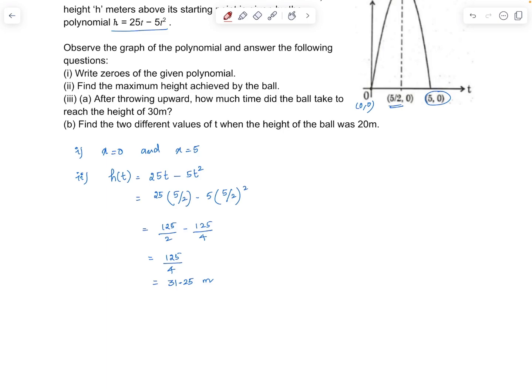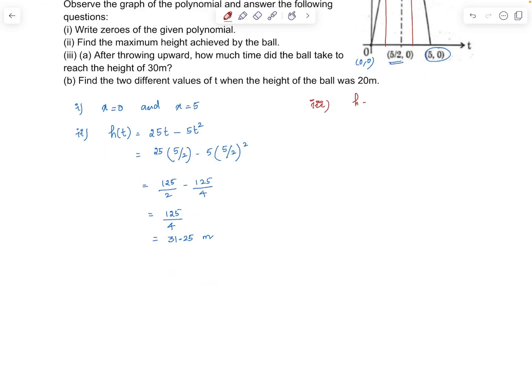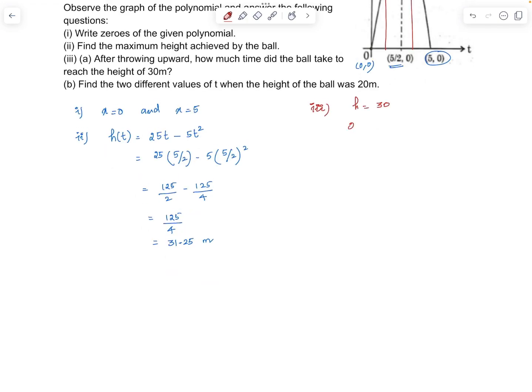Question number 3, part A. After throwing upward, how much time did the ball take to reach the height of 30 meters? The ball will reach 30 meters in the upward journey and in the downward journey also. H is given as 30. 25t minus 5t square is 30. 25t minus 5t square minus 30 is equal to 0.